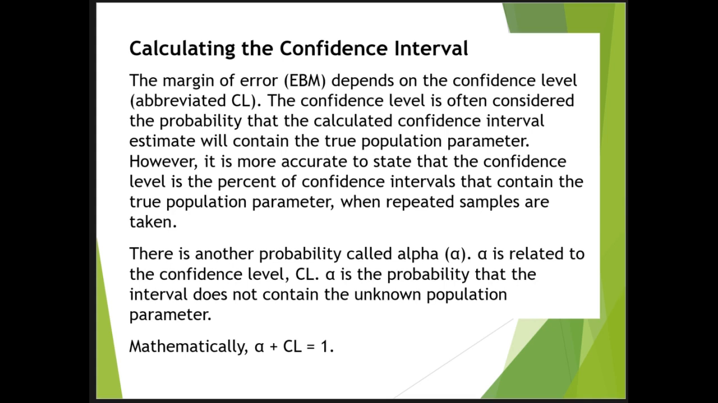There is another probability called alpha, and alpha is related to the CL, the confidence level. Alpha is the probability that the interval does not contain the unknown population parameter. Mathematically, alpha plus the confidence level equals 1. So let's look at an example.